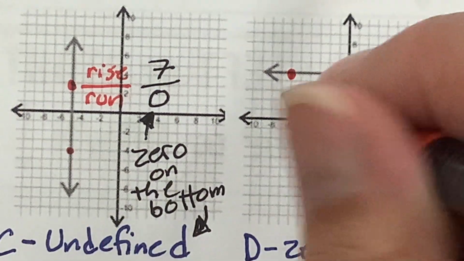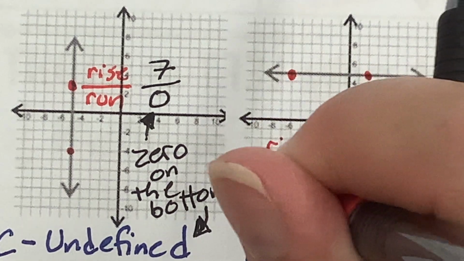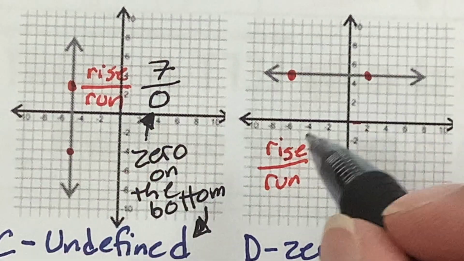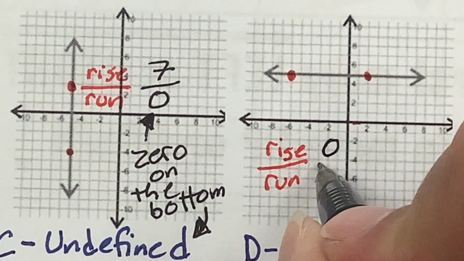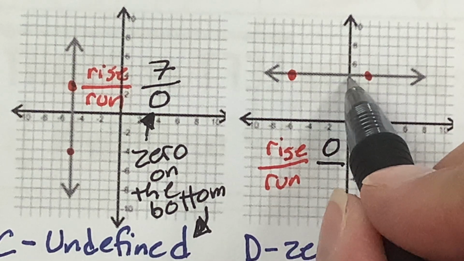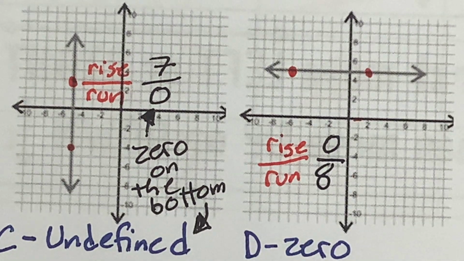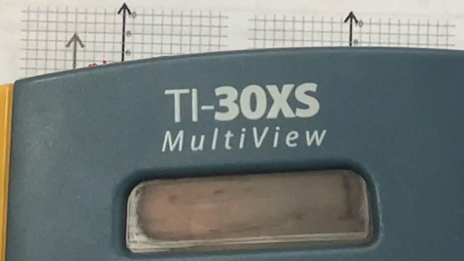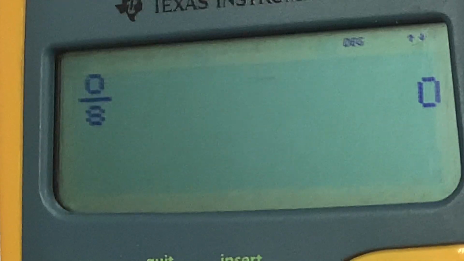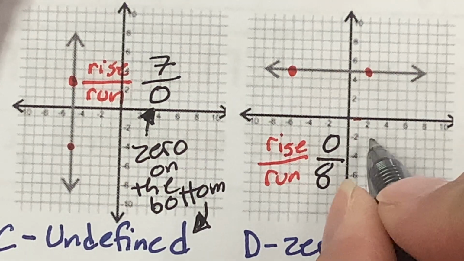And again, I need rise over run. I'll put it down here, give myself some space. Now this doesn't rise, so it's 0 on top. And it runs 1, 2, 3, 4, 5, 6, 7, 8 boxes. Now if I put 0 over 8 in my calculator, so let's clear this off completely and do 0 over 8, and I press enter. Oh, look, it comes out 0 because this is a 0 slope. So 0 on top, that's a 0 slope.